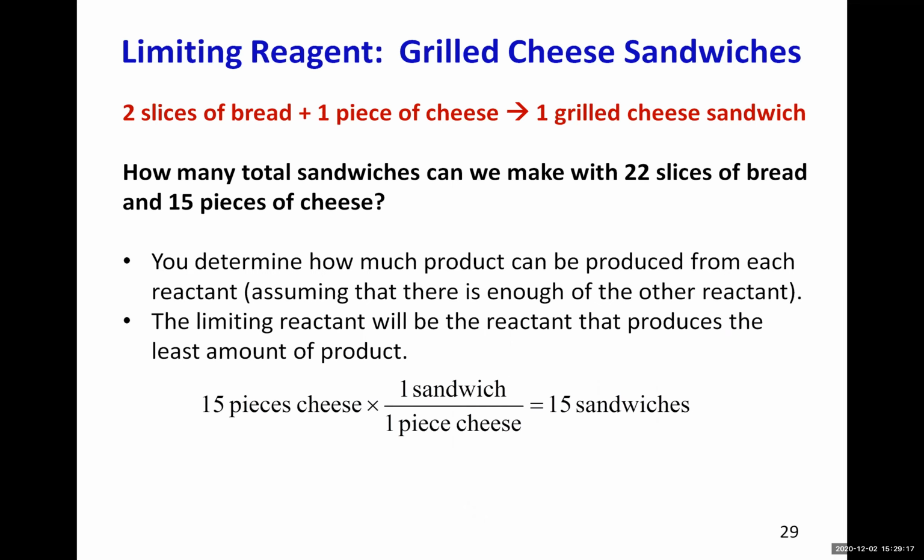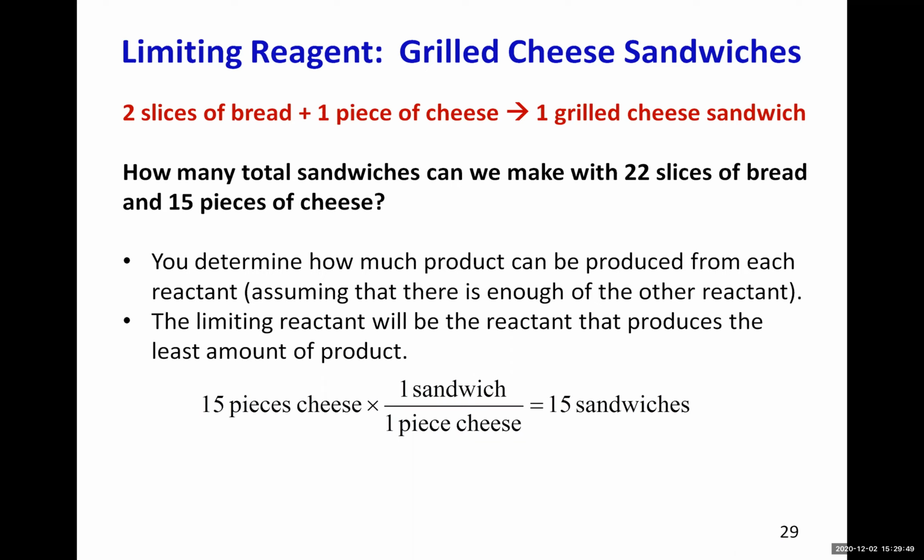So here, for example, you would take your 15 pieces of cheese. And the conversion factor is taken from the recipe, or in our case, the chemical equation. Here the recipe says you're making 1 sandwich with 1 piece of cheese. So there is a ratio of 1 to 1 between the sandwiches and the pieces of cheese. And so that means you would make 15 sandwiches from 15 pieces of cheese.